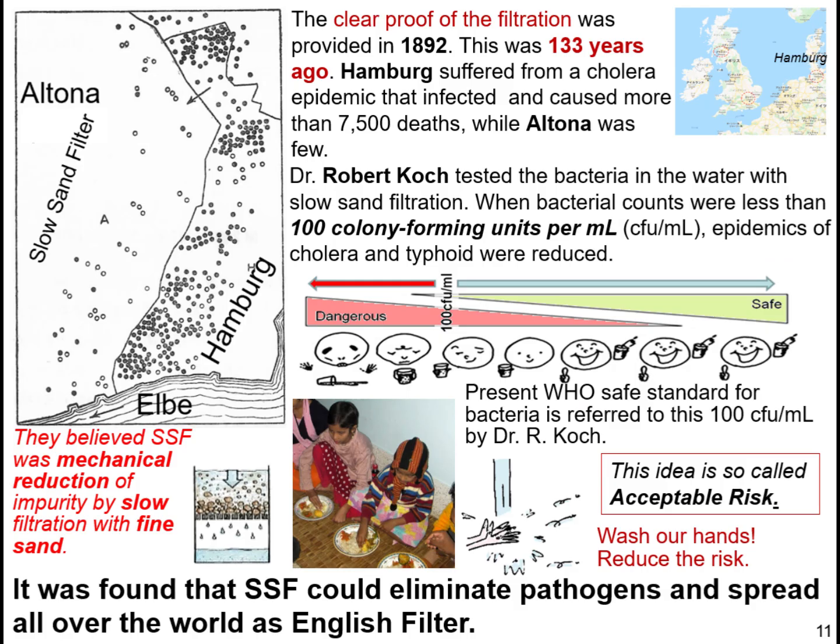The clear proof of the filtration was provided in 1892. This was 133 years ago. Dr. Robert Koch tested the bacteria in the water. When bacteria counts were less than 100 colony-forming units per milliliter, epidemics of cholera and typhoid were reduced. It was found that SSF could eliminate pathogens, and SSF spread all over the world as English filter.